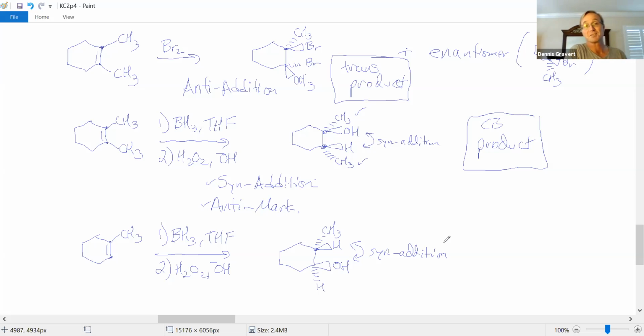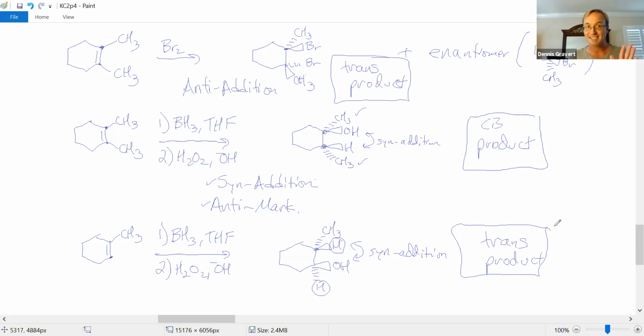But now let me ask you, is this a cis or the trans product? If you use cis or trans in the name, which you can, you're talking about the identical groups. Who's identical here? The hydrogens are identical. Well, one's wedge, one's dash. This is the trans product. It is. It's trans. Okay.